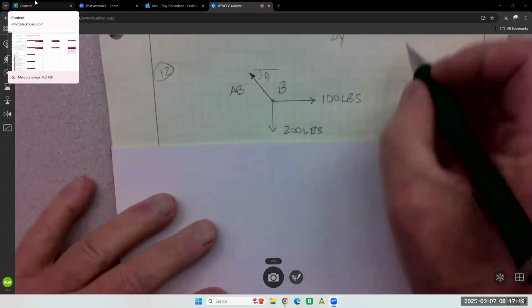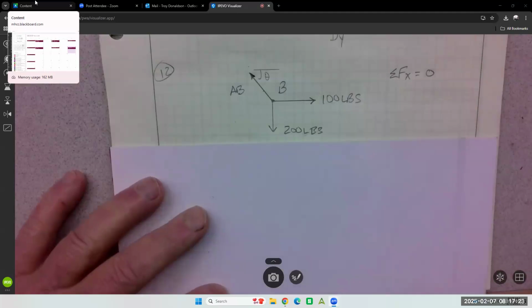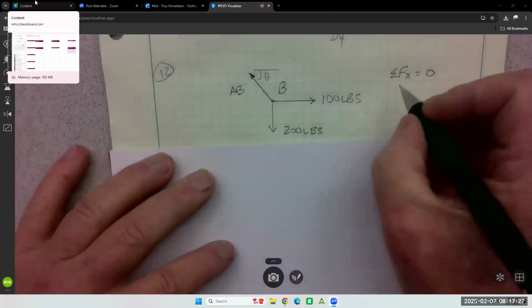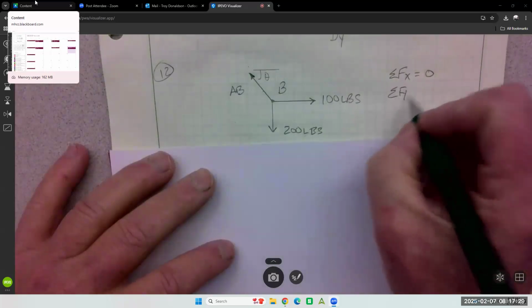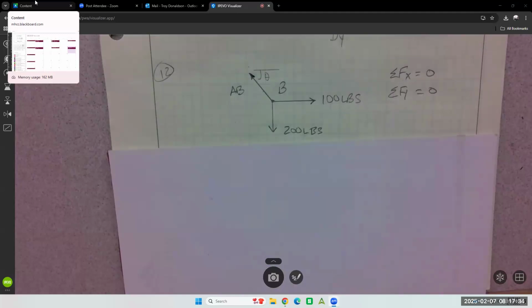The only thing unknown is AB. But we know that if I add up all the forces in the X, it's got to equal 0. And if we add up all the forces in the Y, it's got to equal 0. So let's think about this. And moments too. Are there any moments in this problem? Is there any rotational effect?